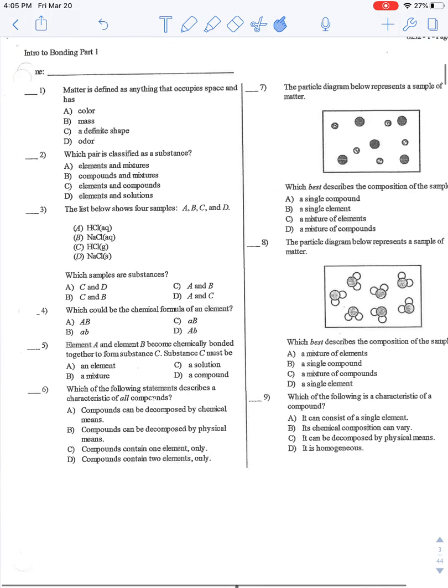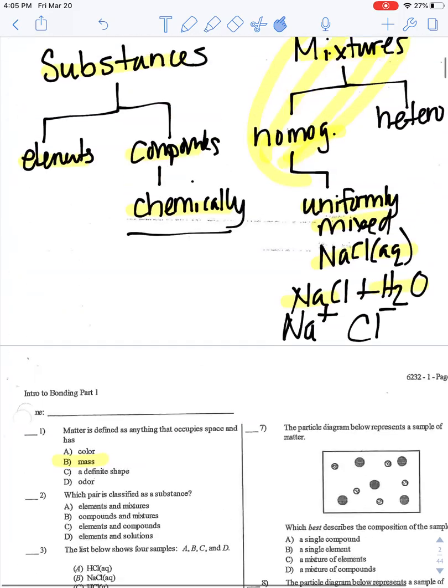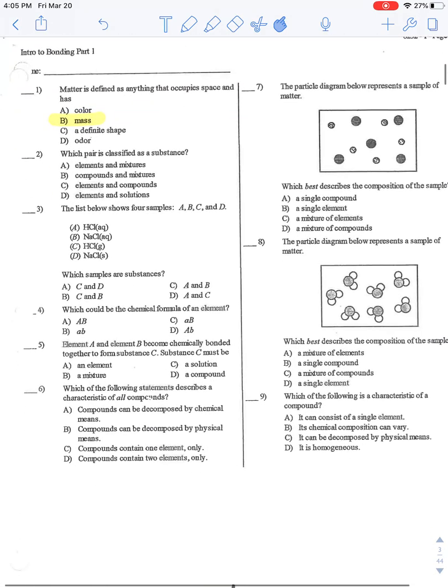Okay, so the answers to page 1. Matter is defined as anything that occupies space, which means volume, and has B, mass. Which pair is classified as a substance? So if you look back here, it's elements and compounds.